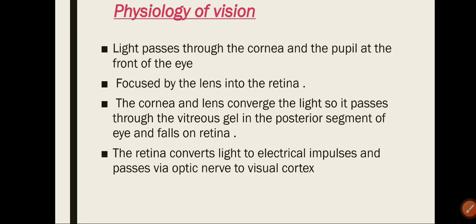Hello everyone, we are here to present a topic on the physiology of vision, pupil and light reflex. It's an important topic for ophthalmology for part 2.